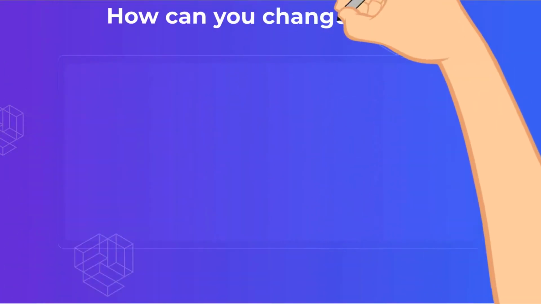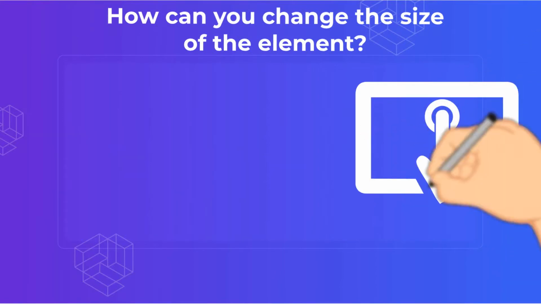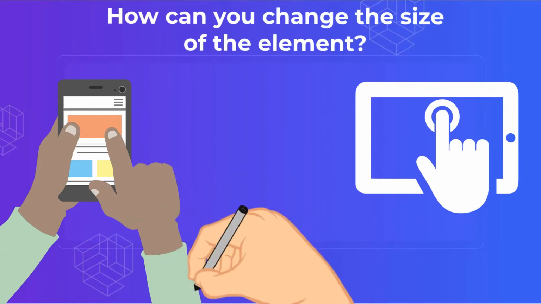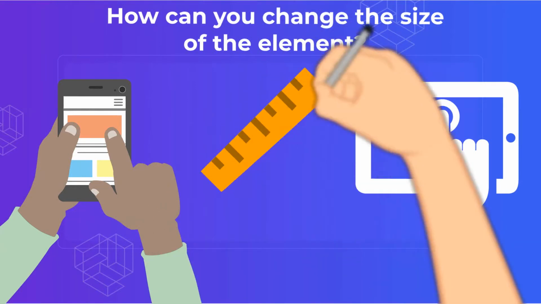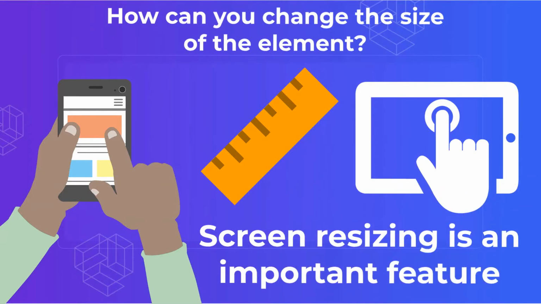How can you change the size of the element? Changing the screen size is an important feature. And of course, it is available in any mobile application. Adapting to a different screen size is an essential aspect of development. In our case, we can use the Dimensions component to get the height and width of the device.